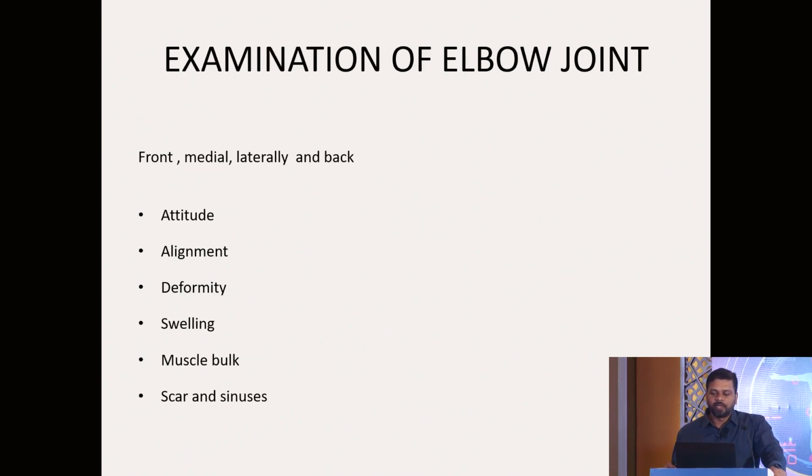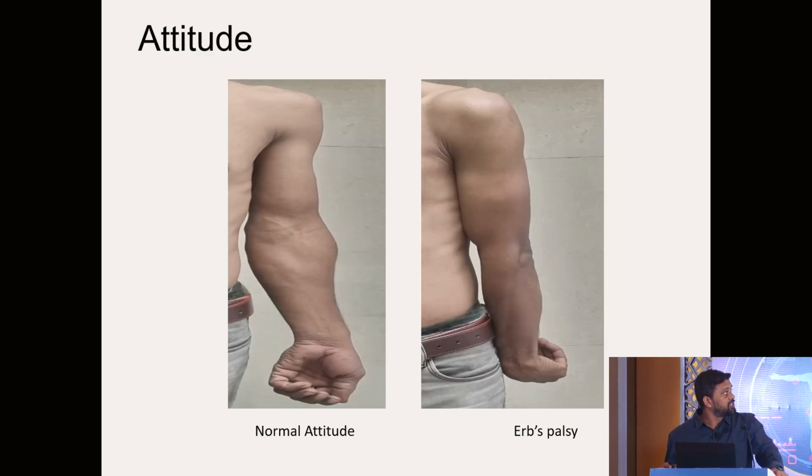In the examination of the elbow joint, usually we look at the attitude, meaning the positioning of the elbow joint, then alignment. In alignment, usually we see the carrying angle, then deformity, different types of deformities, swelling of the elbow joint, muscle bulk just above and below the elbow joint, and the hand also, and different types of scars and sinuses, whether there is any surgical scar or sinuses in chronic conditions like osteomyelitis of the joint or any bone. The attitude you can see in this picture.